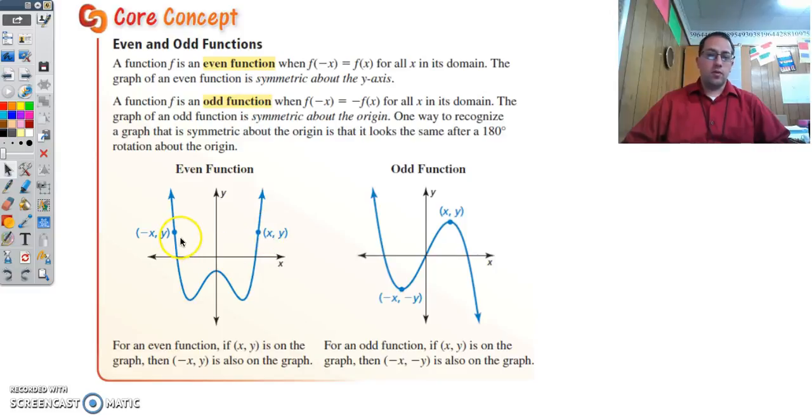So you could take this and fold it over and get the same thing. So you notice here we have x equals y, and here you have negative x equals y. So it's the same thing. That works all the way around.